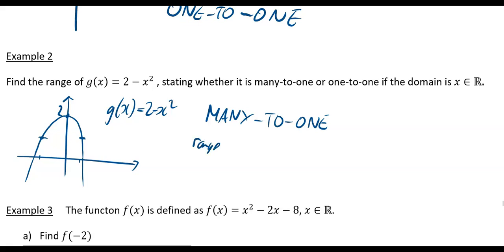The range of this function, and it was g, so g belongs to the set of reals such that it can go all the way down to infinity, but it has an upper limit here of this 2. So the range of this thing is g is less than or equal to 2. And that is all we have to do in this question. Yep, so many to 1, its range, and we've got a wee sketch of the function.